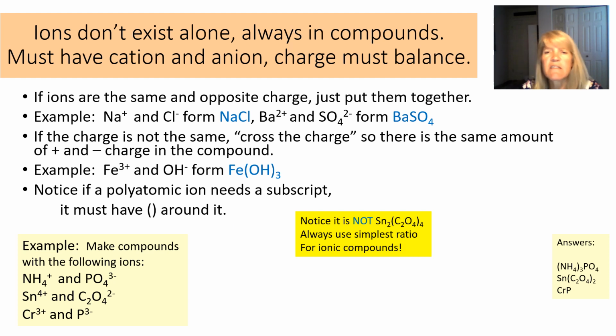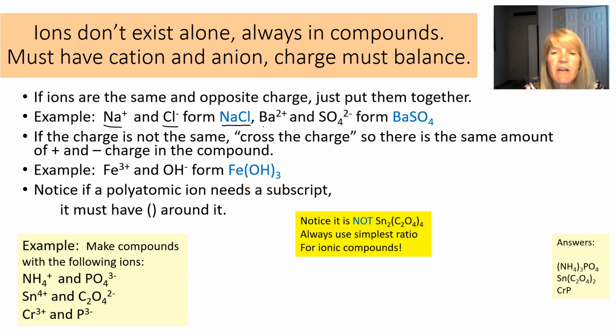Ions don't exist alone. You'll never just have a sodium ion. It'll have to be with something negative. The charge always has to balance, okay? So if ions are the same and opposite charge, you can just put them together. For example, sodium and chloride. They have the same but opposite charges. They come together to form a neutral compound. The compound has to be neutral.